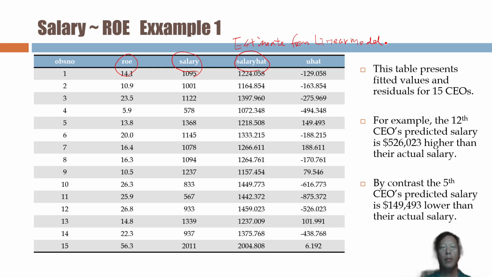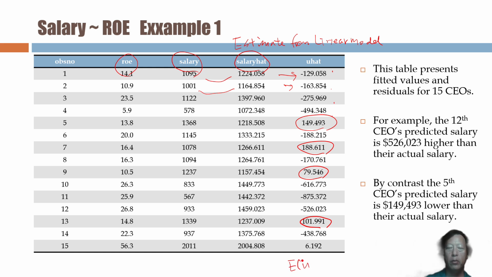Okay. U hat is what? U hat is the difference. This difference is this one. This difference is this one. As you can see, some are minus numbers and some are positive numbers, right? So what we can expect is if you just add them up, the expected value of U hat should be 0.